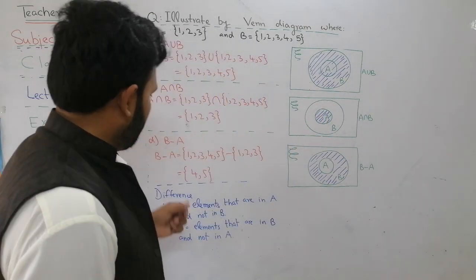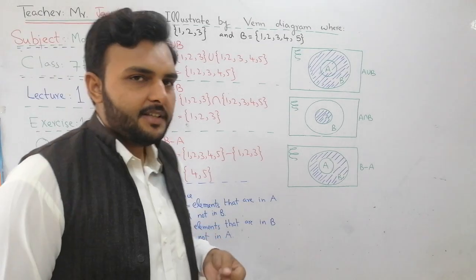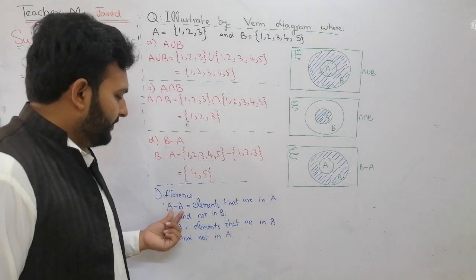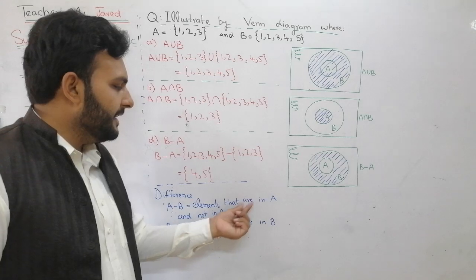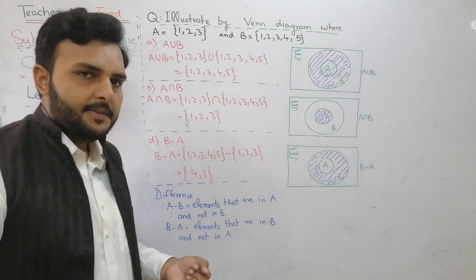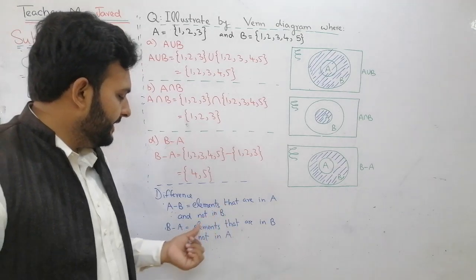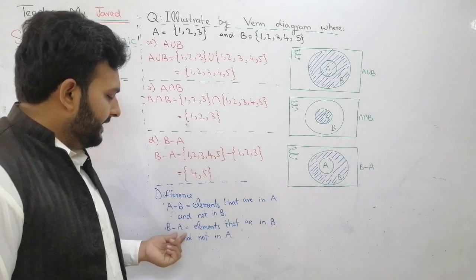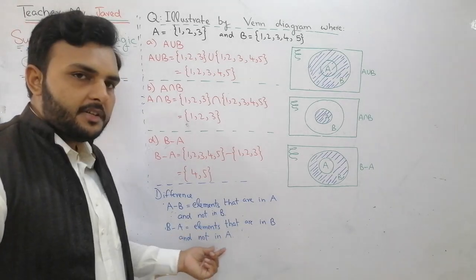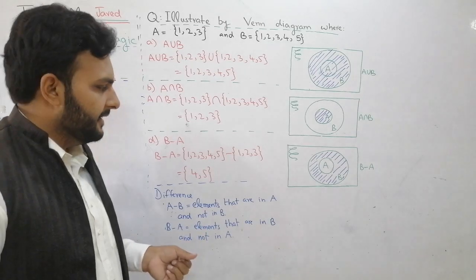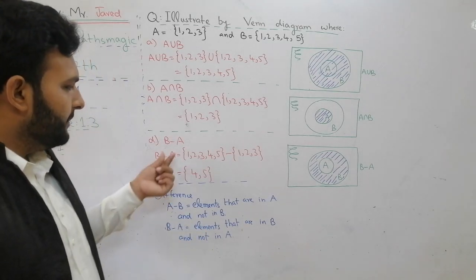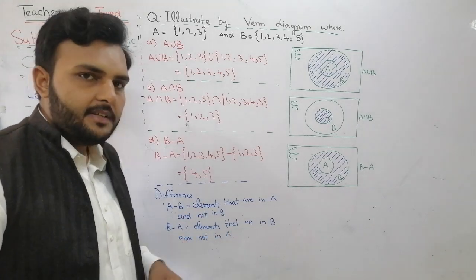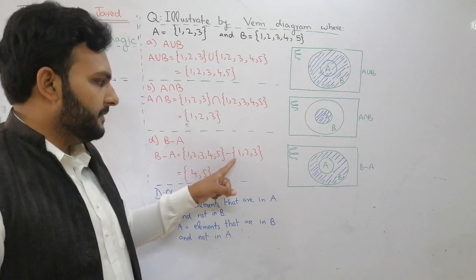Clear? Now this is not exactly B minus A or A minus B. This is what? Difference. A minus B or A difference B: elements that are in A but not in B. Clear? That will be A difference B, and B difference A: elements that are in B and not in A. This is called B difference A. Clear, all the students? Okay, now B difference A is basically the set of elements that are in B but not in A.